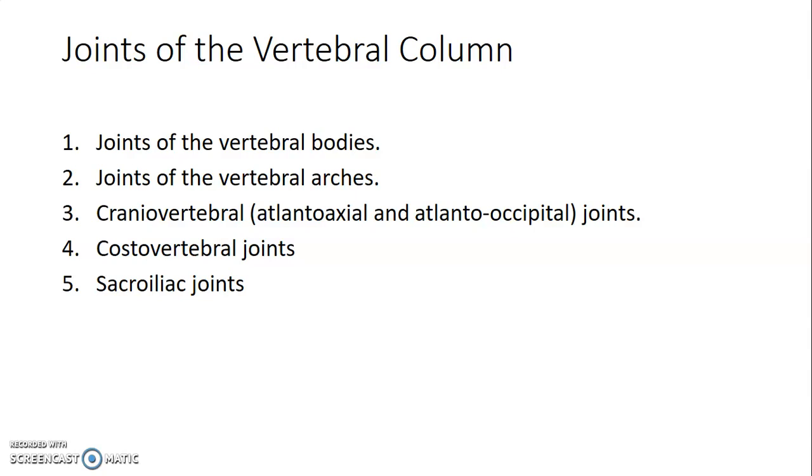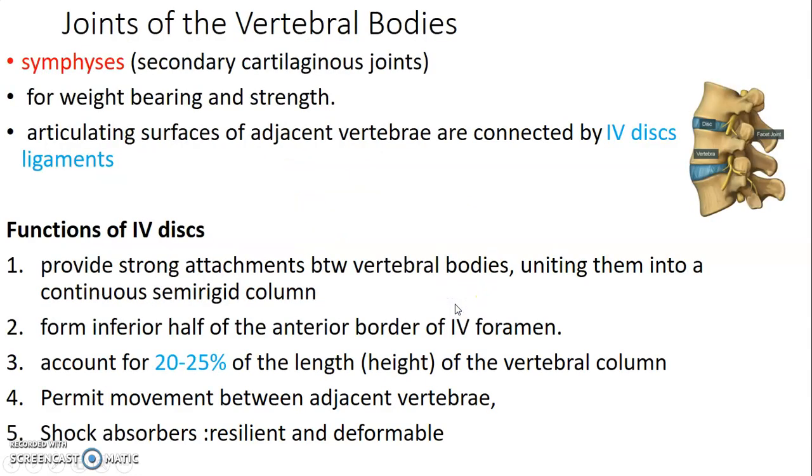So in this lecture, we're going to start by discussing the joints of the vertebral column. So we have the joints between the bodies, joints between vertebral arcs, then we have the craniovertebral joints, costovertebral joints between the ribs and the vertebra, and you have the sacroiliac joints. So we will start with the joints between vertebral bodies.